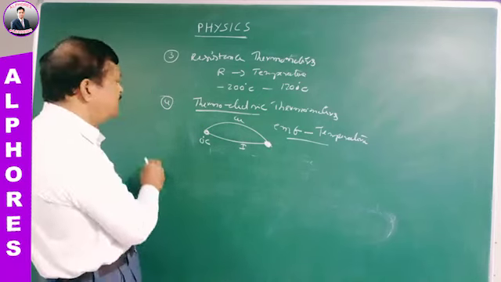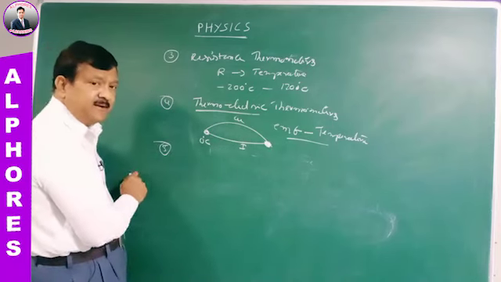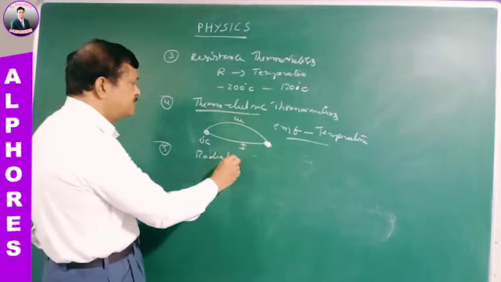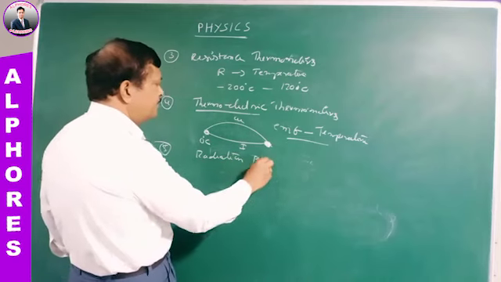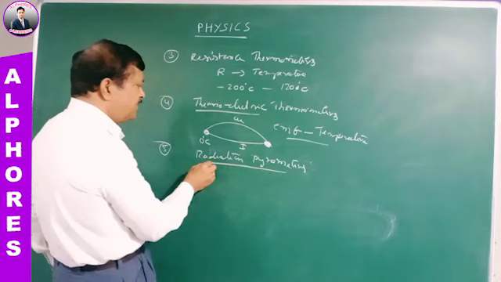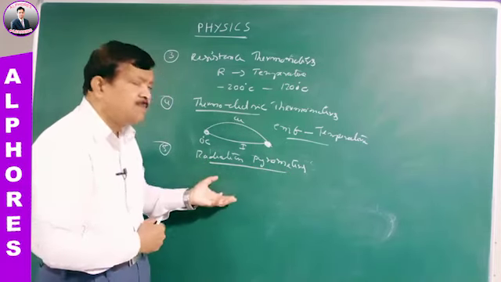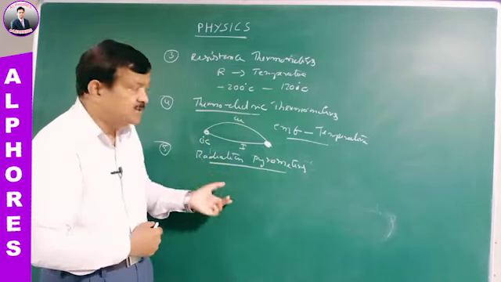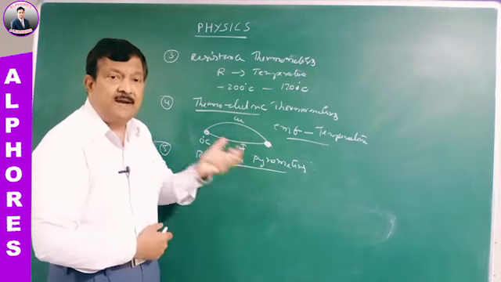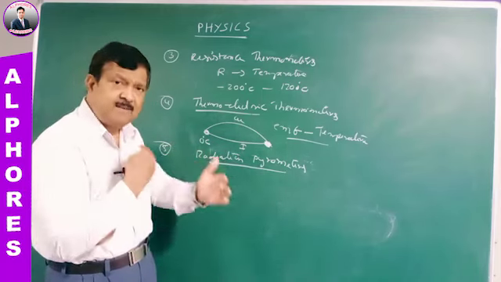Now, after thermoelectric thermometers, let us move on to another type of thermometers which are called radiation pyrometers. What are the radiation pyrometers? They are also thermometers practically, but of course they are also not direct reading instruments. They can be converted into direct reading instruments by some mechanism.